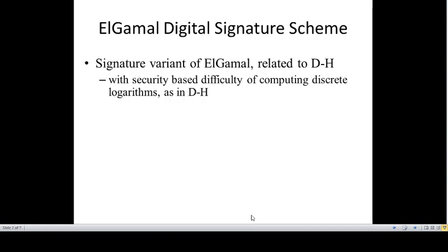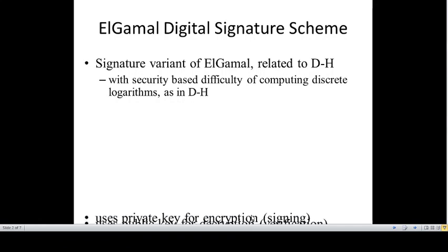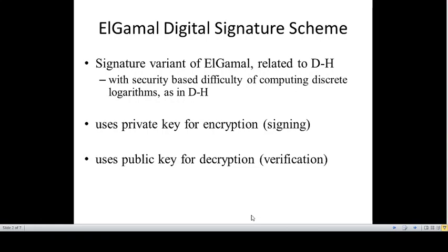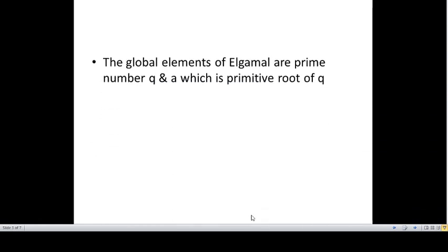We have already solved an example on the primitive root. We'll solve one more example after learning this algorithm. So the concept of primitive root is used here. Next, it uses the private key for encryption, that is signing, like I told you, and then it uses the public key for decryption, that is for verification, right? Now we have to start understanding the algorithm.